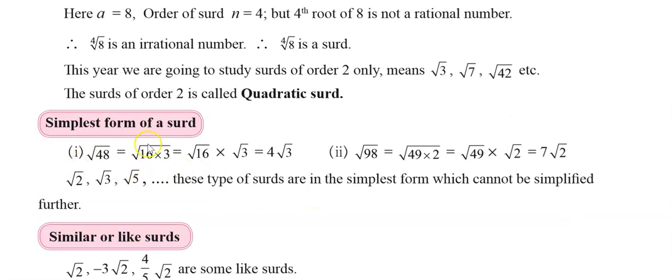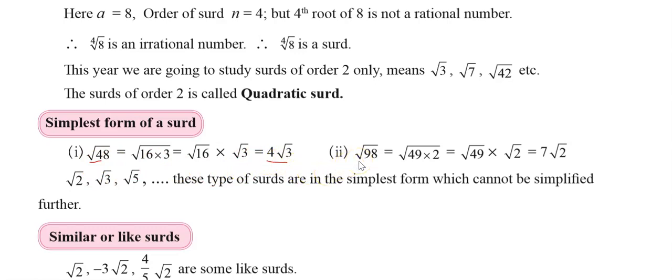Now the simplest form of the surds. First, the root of 48. The root of 48 is equal to the root of 16 into 3. That is, the root of 16 into the root of 3. What is the root of 16? It is 4. So 4 into root 3. This is the simplest form. That is, root of 48 can be written as 4 root 3.